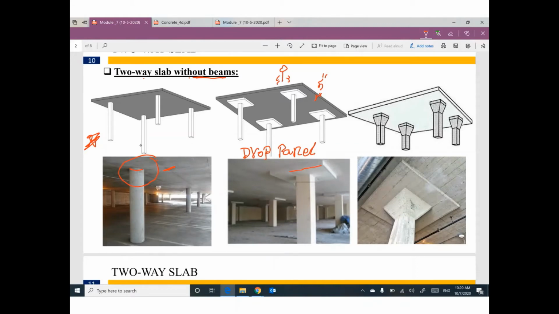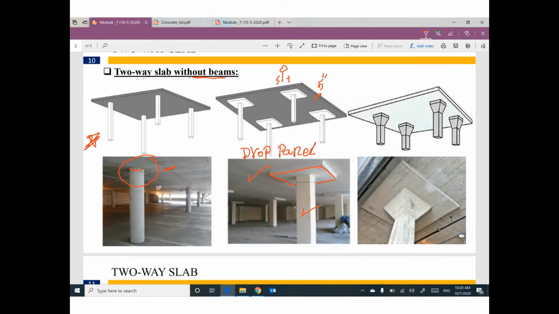Can you watch this photo? It's an on-site photo. So I increased the thickness of the slab at this region only, to avoid the punching coming from this column through this slab. This is called drop panel. Drop panel.